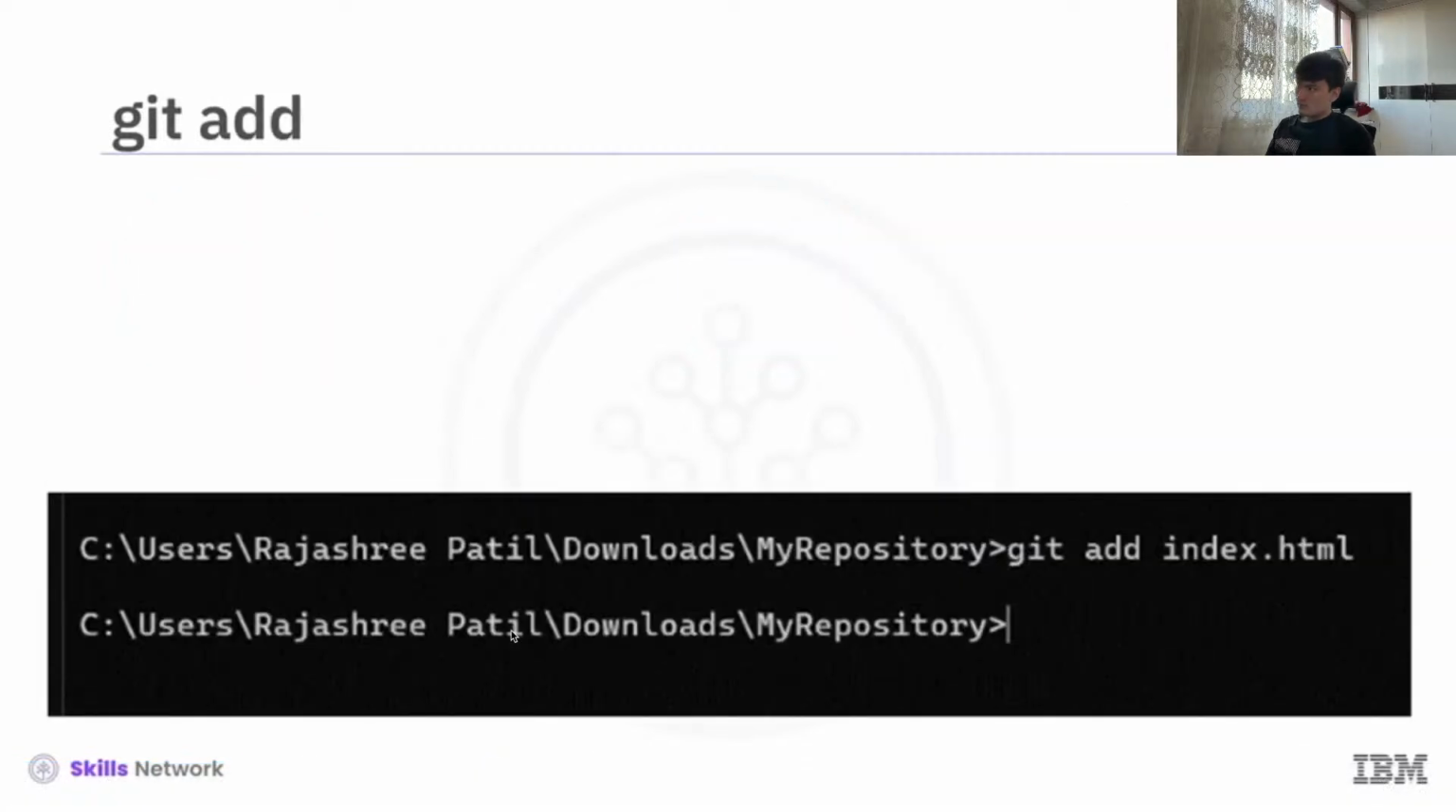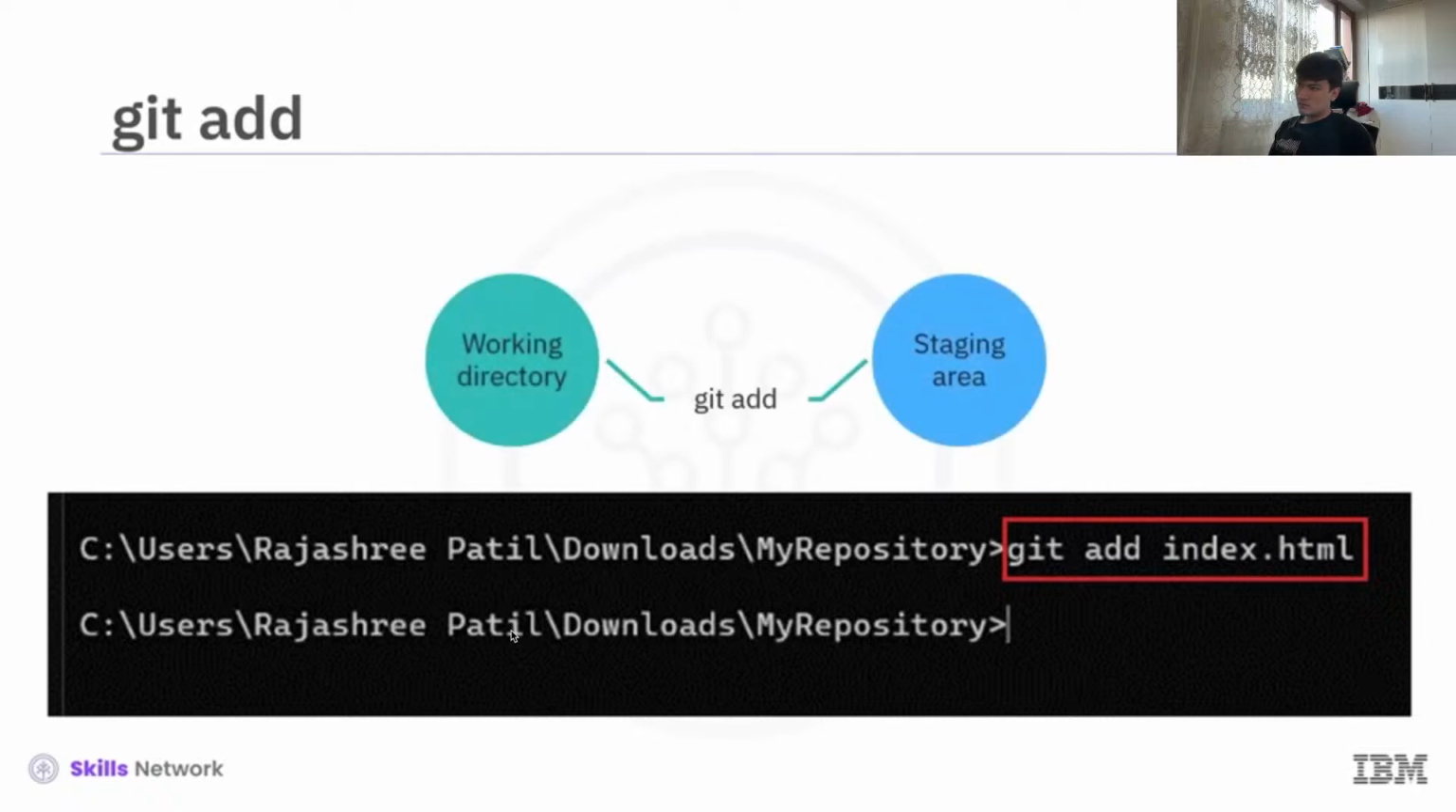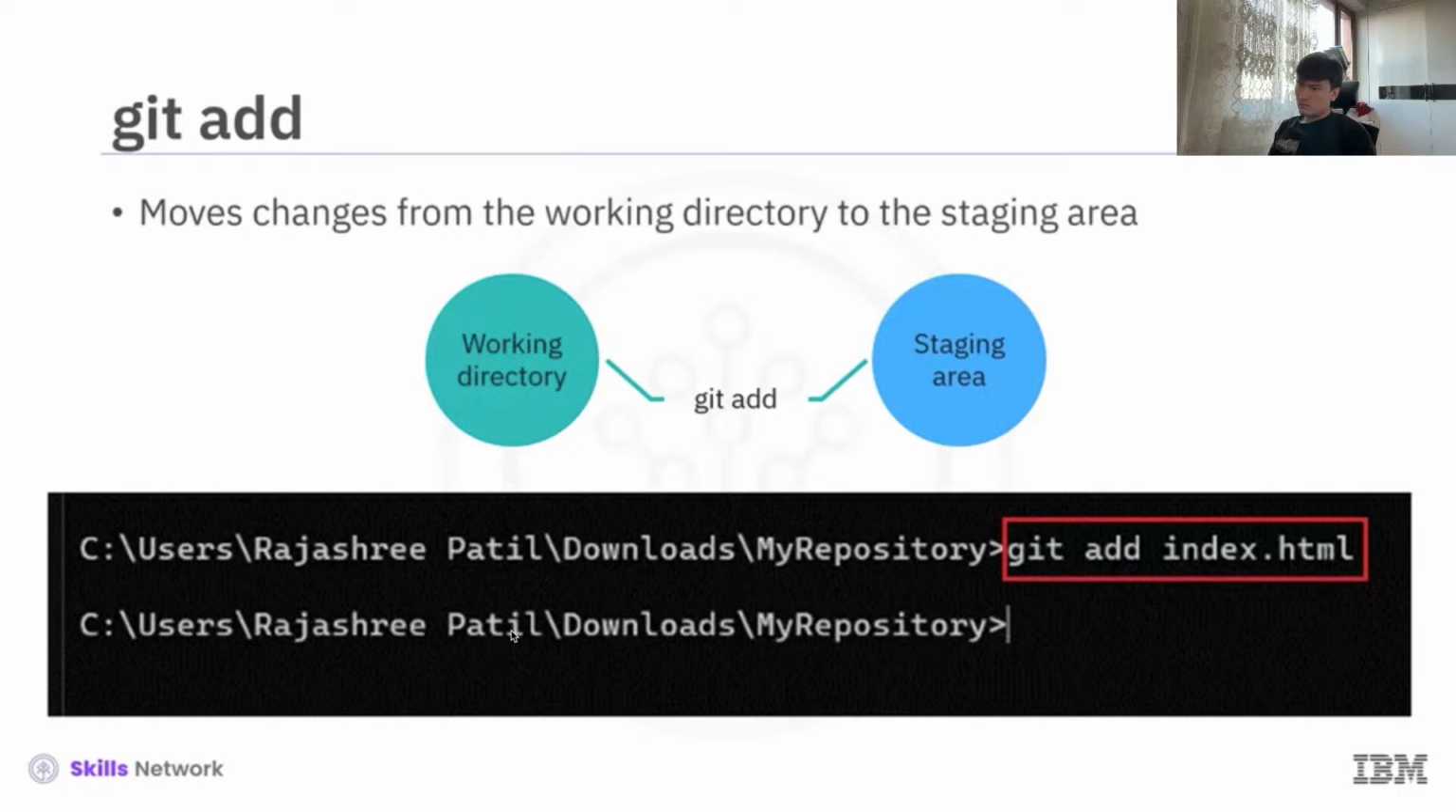You can create a new HTML file that has the necessary content. Let's say you create the index.html file. Now, add this newly created file to the staging area using the git add command. This command moves changes from the working directory to the staging area.